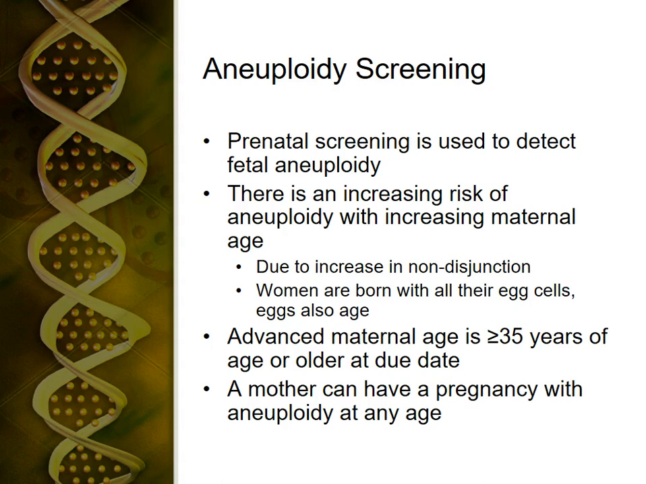Women are actually born with all the eggs that they have before birth. They start the meiotic process, and then they're held in a kind of suspended animation. There are a number of things that can happen to this woman, such as radiation, infections, and other things that can increase the risk of problems occurring with that non-disjunction. Advanced maternal age is defined as over the age of 35 at the time of delivery. However, a woman can have a baby with a chromosomal aneuploidy or any other anomaly at any age.